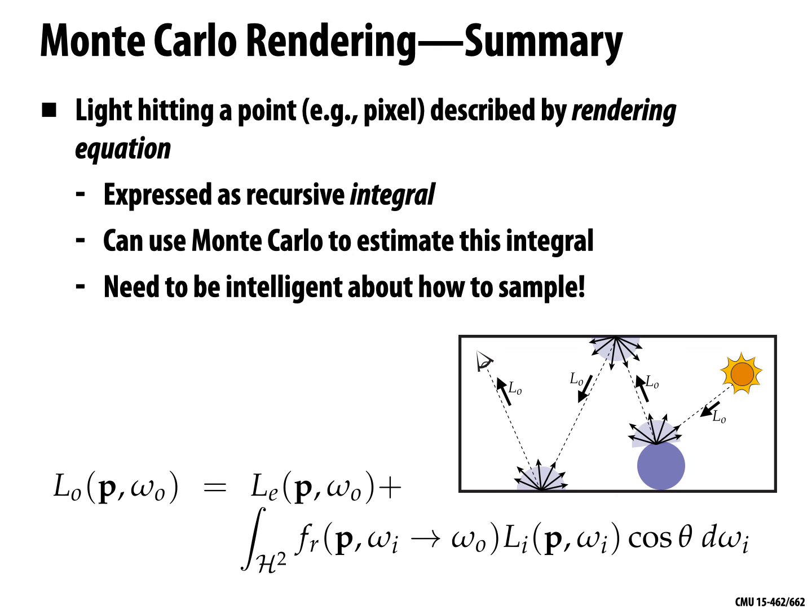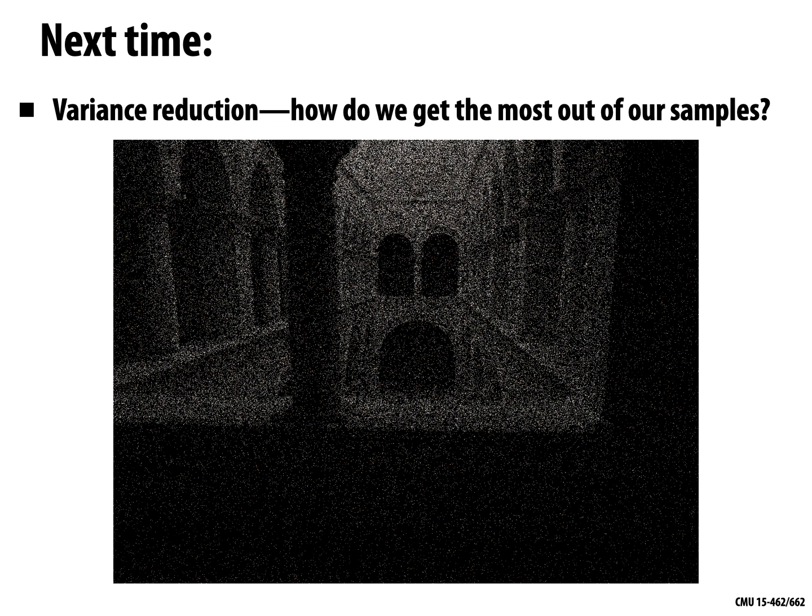We also saw that depending on exactly how we choose this sample, how we pick a probability distribution, how we weight our samples, the estimate will be better or worse. And we can make a huge difference in how nice this image looks by being smart about importance sampling. So next time, we're going to talk more generally about variance reduction. How do we get the most out of our samples, and how can we go beyond the basic importance sampling strategies that we talked about this time?